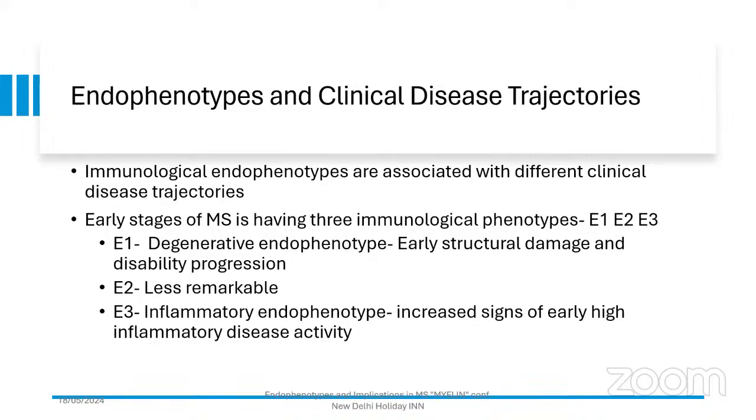I can summarize by saying that early stages of MS have these three immunological phenotypes. The E1 phenotype has a degenerative type, early structural damage, and very fast disability progression. E2 is less remarkable, which is because of NK cells, natural killer cells. E3 is the inflammatory endophenotype, which has increased signs of early high inflammatory disease activity, which we will describe.